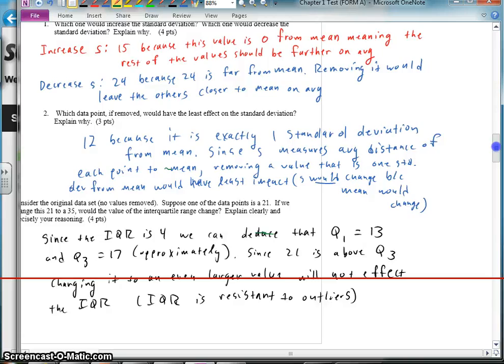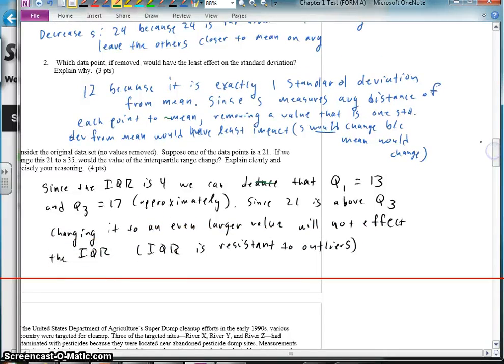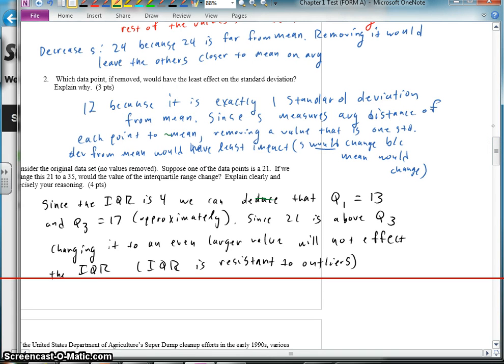Okay? So if we think about the same reasoning for number 2 of this part, which data point, if removed, would have the least impact? Well, it's got to be the 12, because the 12 is 3 from the mean. The current standard deviation is 3. So the 12 is exactly 1 standard deviation from the mean. Okay? Removing that value will have the least impact on the standard deviation.